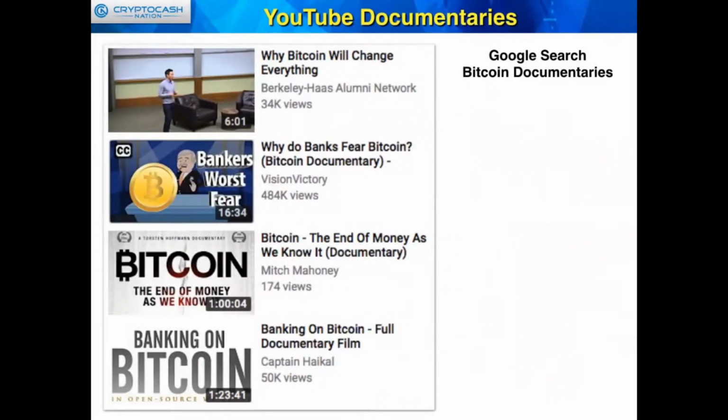And it just goes on and on. There's an interesting one, the banker's worst fear. Why do banks fear Bitcoin? Well, it's real simple. If you walk into a bank and say, I'm off to Europe for a holiday, I need some euros.